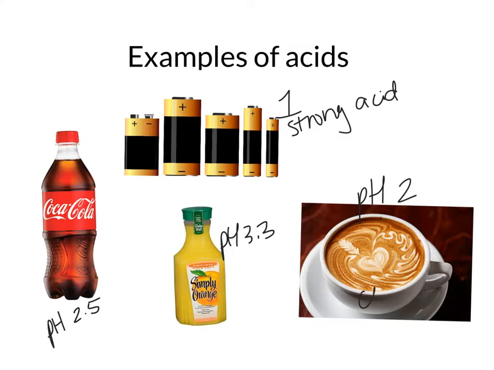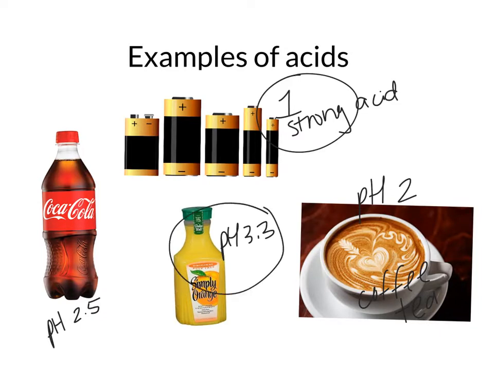And coffee or tea, all of this has acid in it. So going from strongest to weakest, it goes from 1 is very, very strong, and then the orange juice is 3.3, is a little bit weaker, but it's still not super weak. I'd say that one's just a straight up acid.